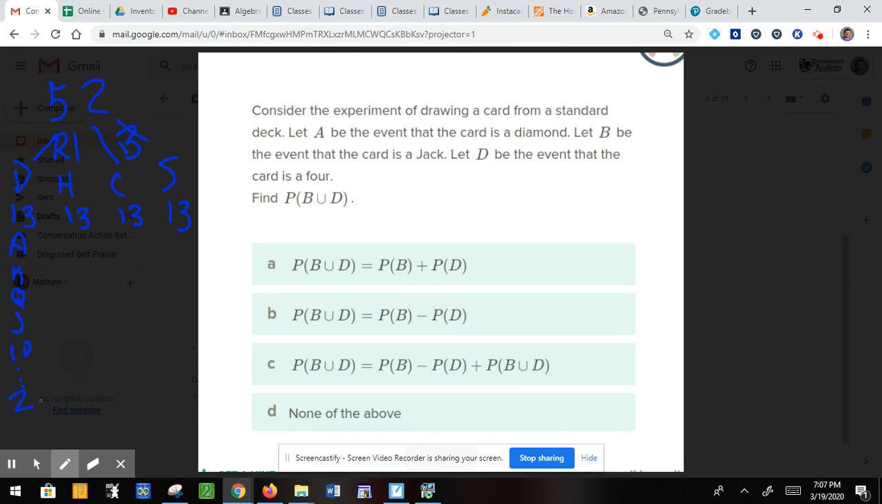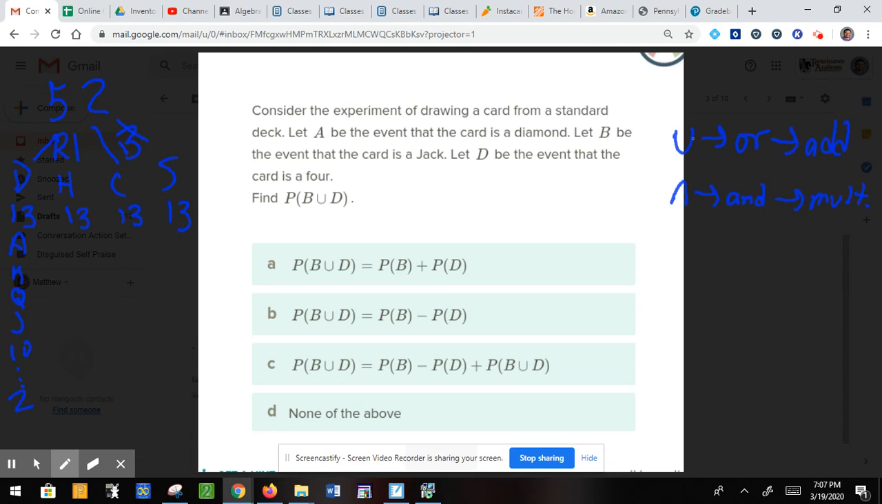All right, so for this question, if it's asking for a probability of B union D, that means or, okay? A U shape is or, right? So the union means or, and or means add, right? The upside down U, which is also called intersection, that's and. So that would be like, what's the probability of a card being both of these things? And that's where you would multiply. But this question is a union, so it's adding.